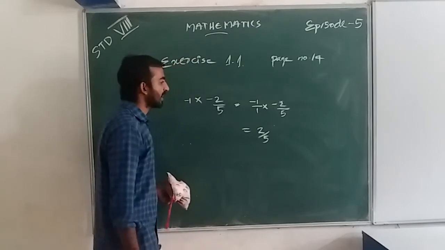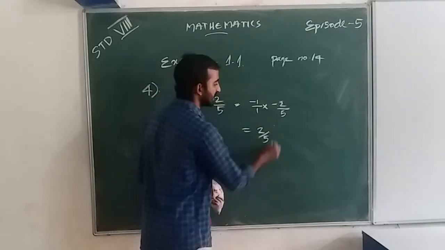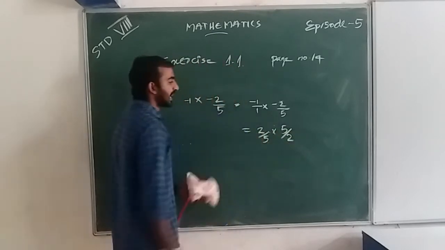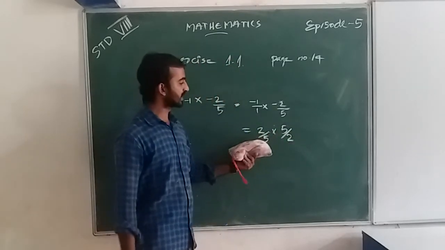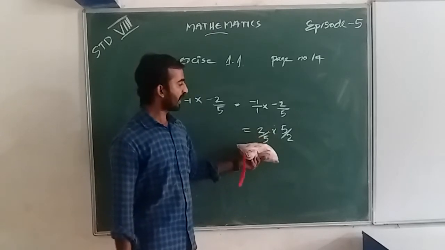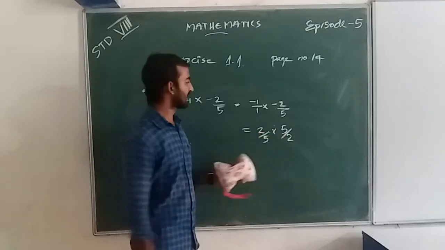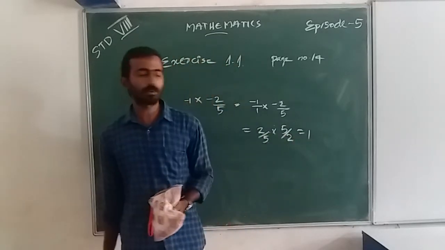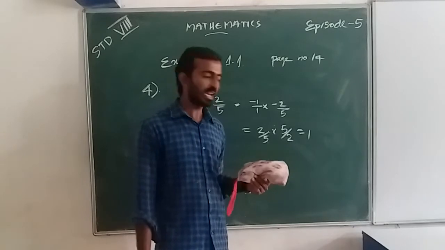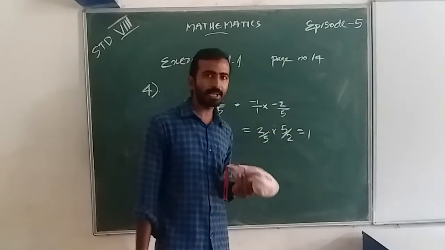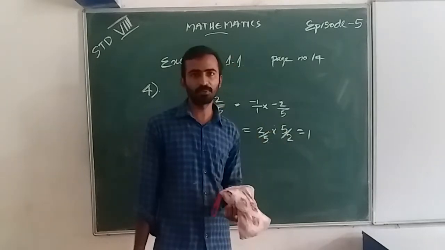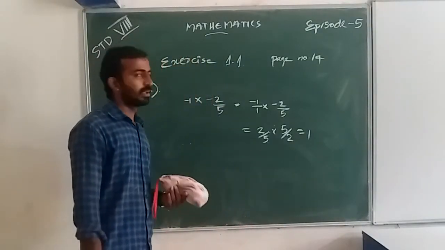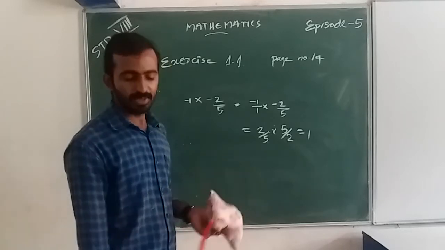We want to find the multiplicative inverse, so we take the reciprocal. The reciprocal of 2 by 5 is 5 by 2. So 5 by 2 is the reciprocal of 2 by 5, and also 5 by 2 is the multiplicative inverse of 2 by 5. Is it correct? Anyone doubt? Okay.